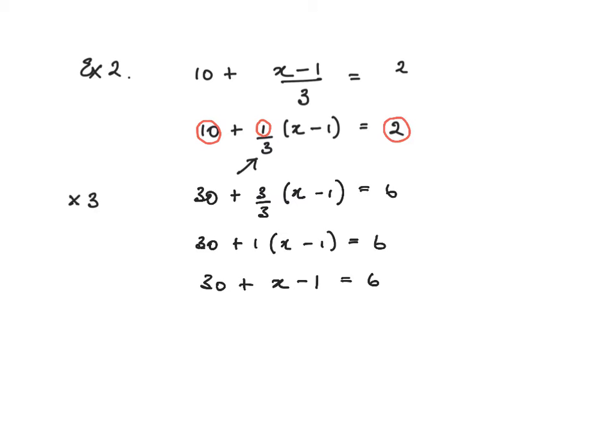Now, what we have here, we have two like terms. We have a 30 and a minus 1. So 30 take away 1 is 29. Subtract 29 from both sides, then x equals minus 23.